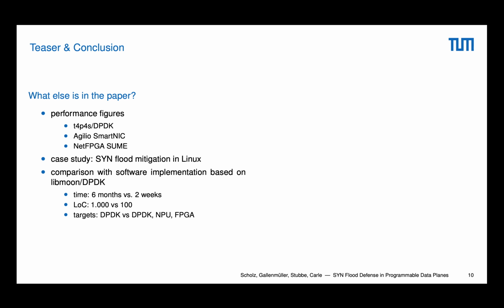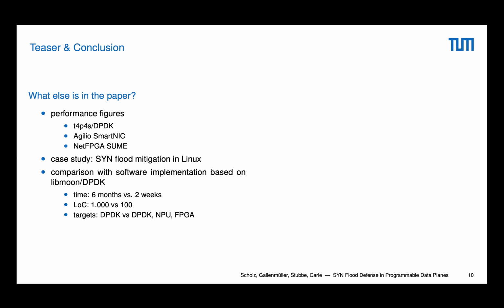And here you can see an interesting comparison, because it took us roughly 6 months to have a working prototype using libmoon DPDK, whereas it only took us roughly 2 weeks to implement the P4 solution. So that's quite a drastic difference and shows the benefits of P4. And also it only took us a tenth of the number of lines of code. And of course, the solution in P4 is more portable, because the DPDK solution only works in DPDK, whereas the P4 solution works, for instance, on DPDK, but also network processing units and FPGA.